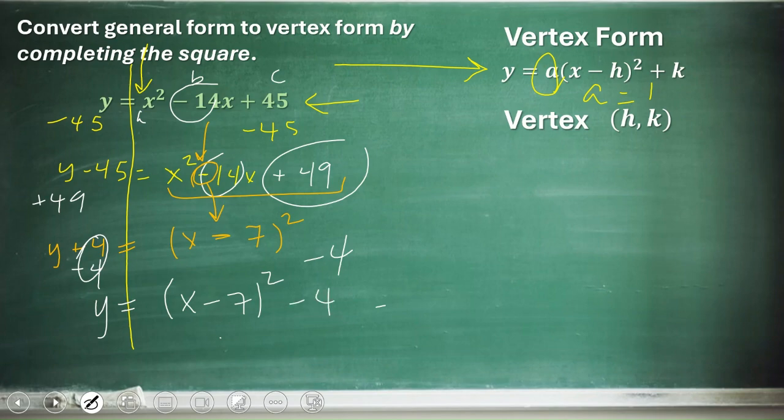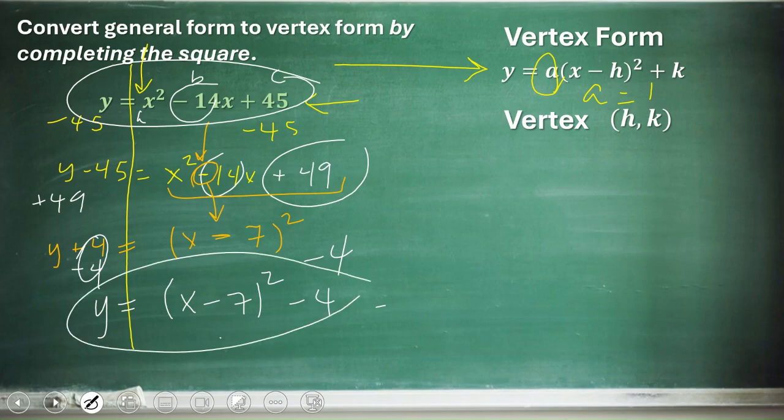You might be thinking, well, that was an awful lot of work. Why did I do that? Well, the reason we like writing things in vertex form, even though it's an equivalent form to general form, meaning both this form and this form are equal, is that they give us different information. Vertex form gives us the vertex. You can see here that we have h and k is the vertex.